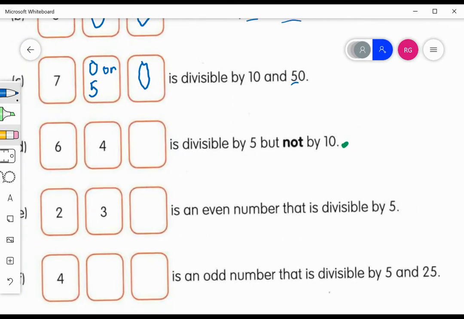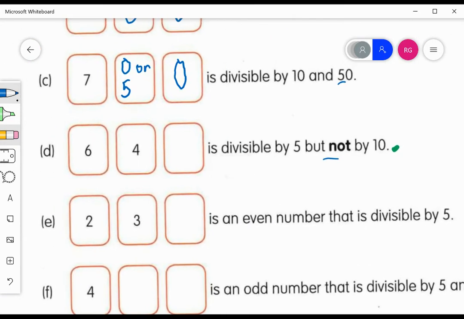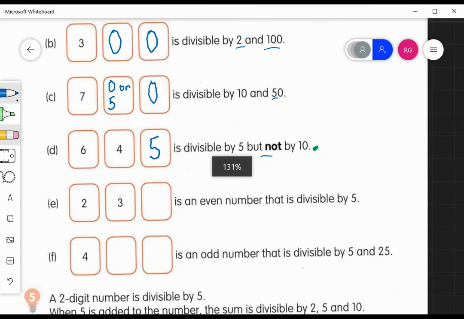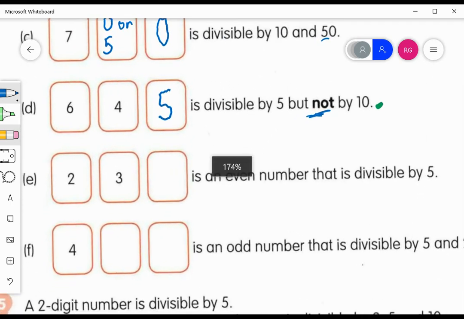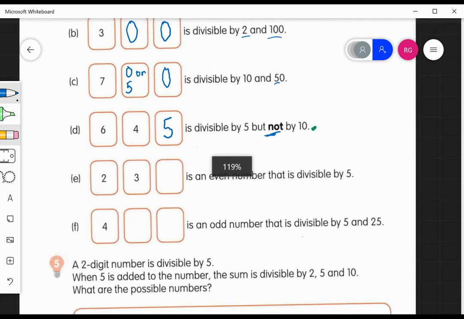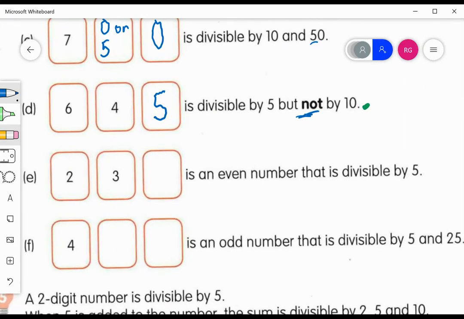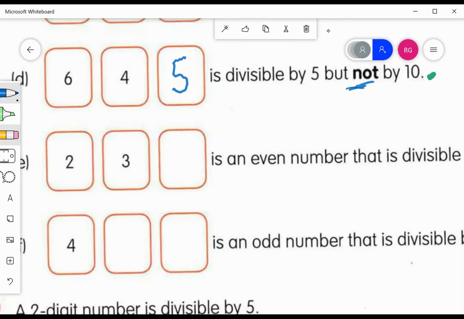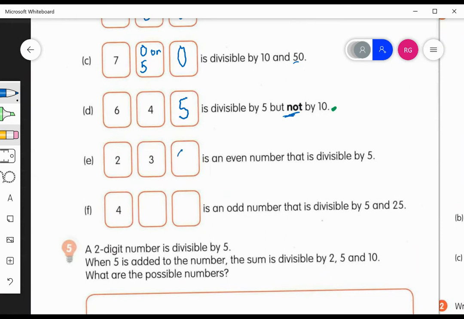6 blank 5 is divisible by 5, but not by 10. Okay, so for part D there, we're going to say 645. That way it's divisible by 5, but not by 10. Okay, for part E, it says this is an even number that is divisible by 5. There's only one that I can think of there. Should be, if I can get it back there, 230.